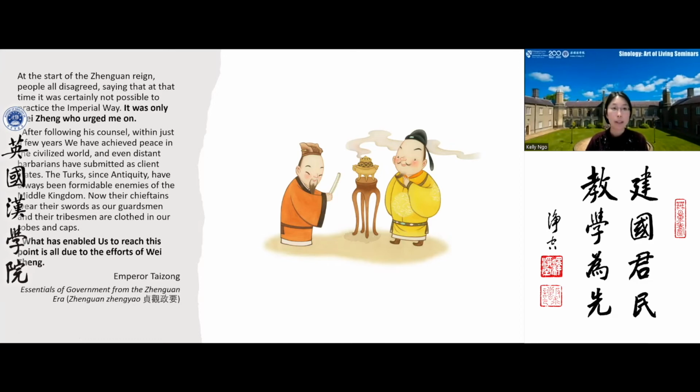And this is the reference to the Confucian model of ideal government. And, after following his counsel within just a few years, we've achieved peace in the civilized world. And what has enabled us to reach this point is all due to the efforts of Wei Zheng. So you can really get an idea of the high regard Taizong has for his chief editor.